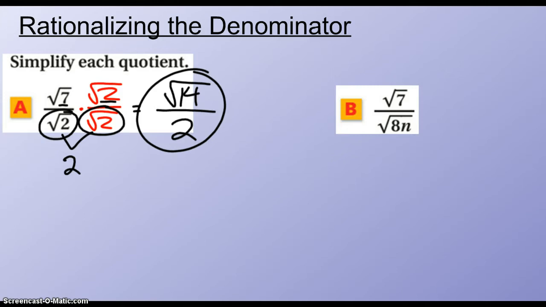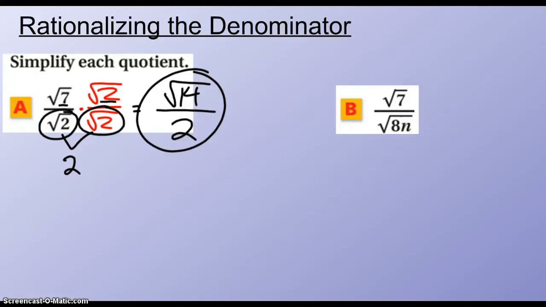Okay, so even if you can't break down your fraction for some canceling or pairing, you can always at least rationalize that denominator if it needs it. Alright, so let's look at B, because this one's a little bit different.